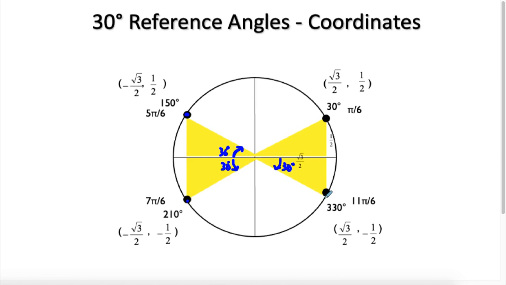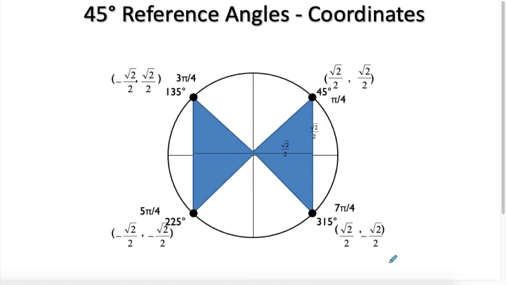Then finally, over here, if this reference angle is 30, that means that would be 360 minus 30 to get 330, or 2 pi minus pi over 6 would be 11 pi over 6. Then if I'm in the fourth quadrant, we know that the x coordinate would be positive and the y coordinate would be negative. So we can do something pretty similar to this for our 45 and 60-degree angles.